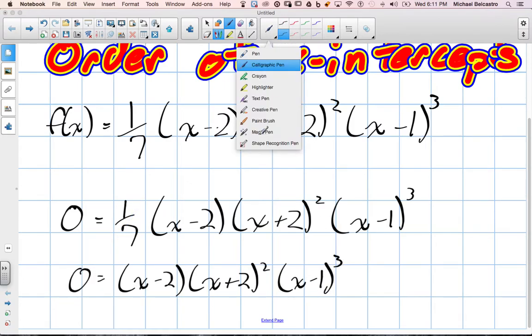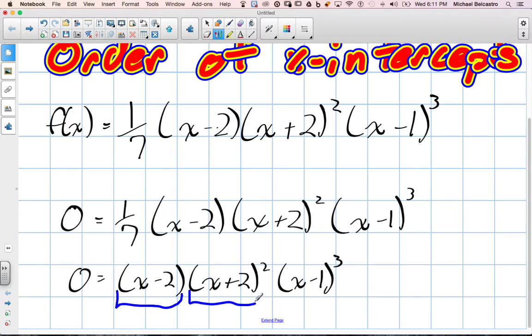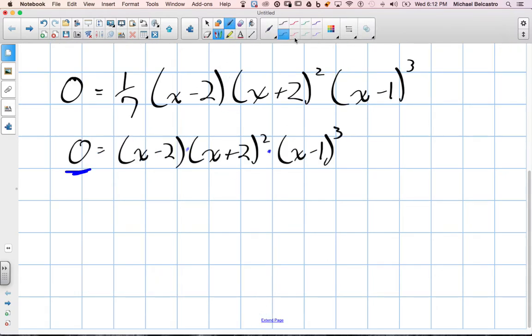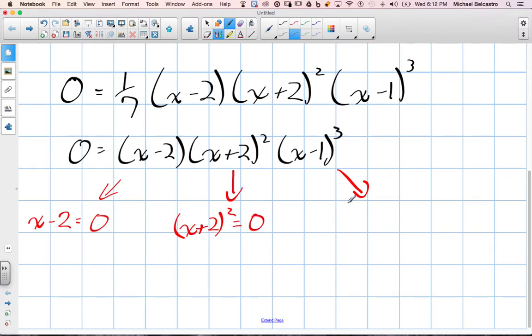Each of these brackets represents some value, like a term. In order to multiply values together and get 0, one of them has to be 0. It's the only way to get 0. So we go on the assumption that any of the brackets could be 0, and we split them and set each equal to 0. We have x minus 2 equals 0, (x plus 2) squared equals 0, and (x minus 1) cubed equals 0.